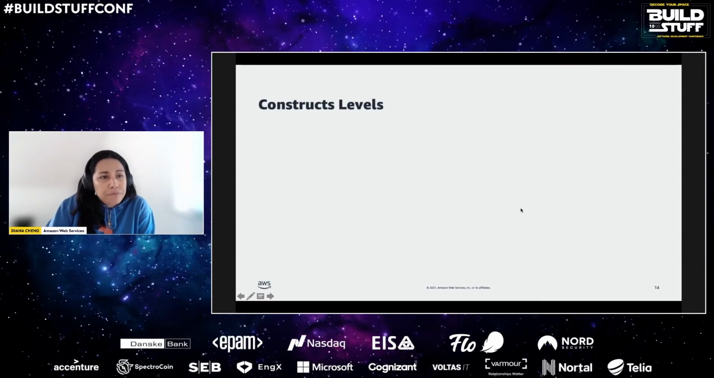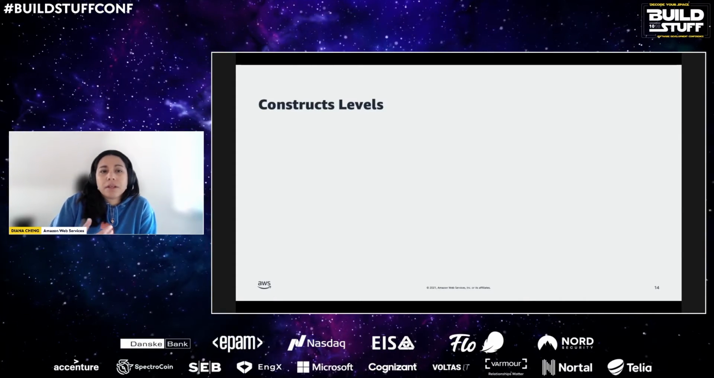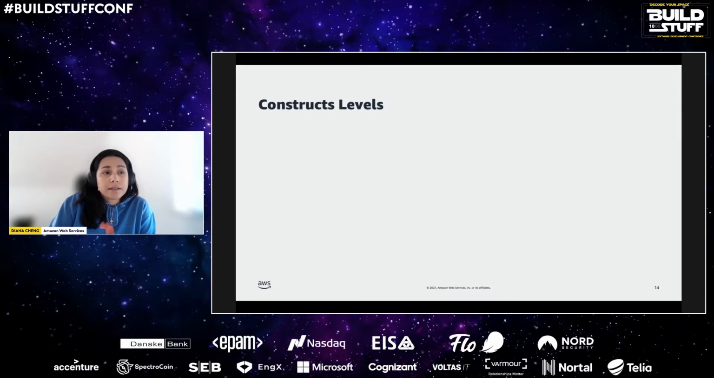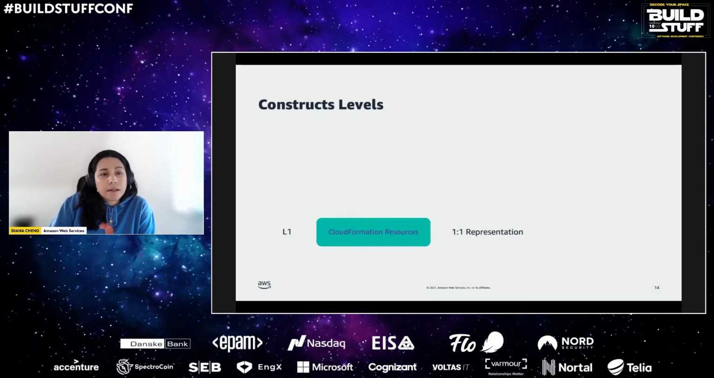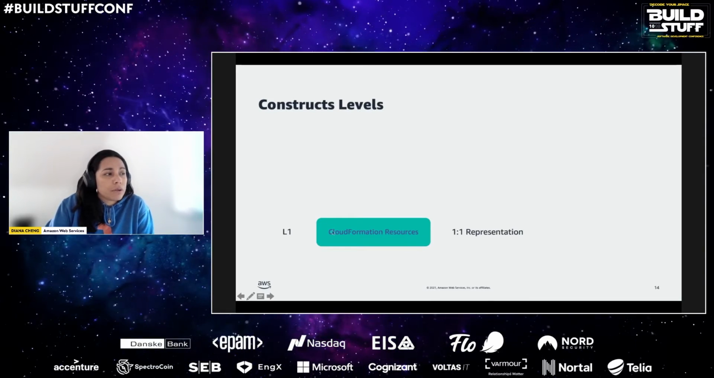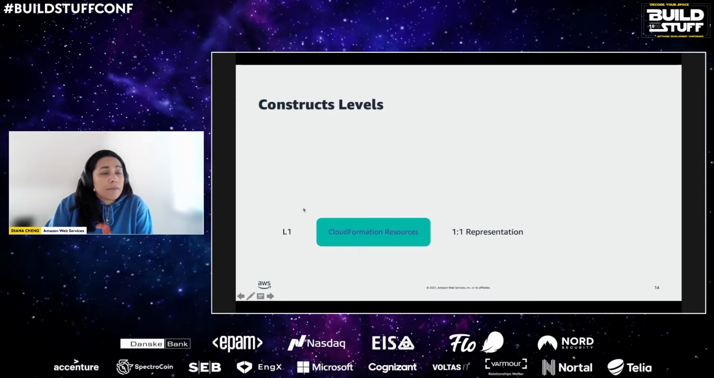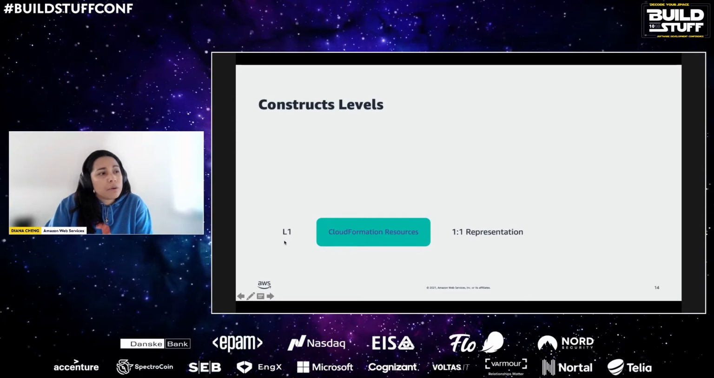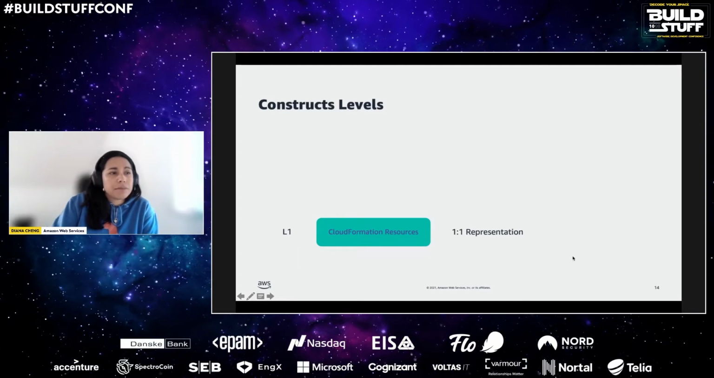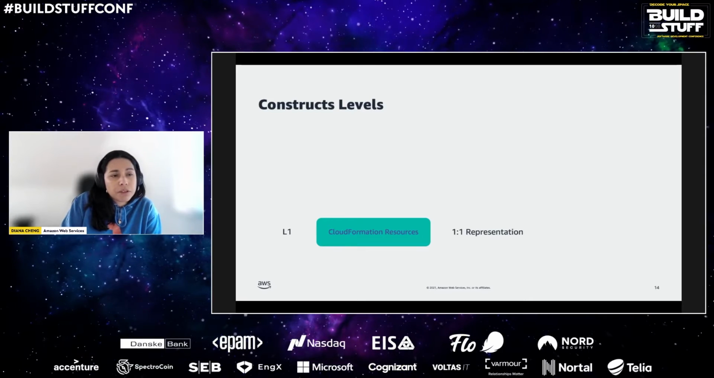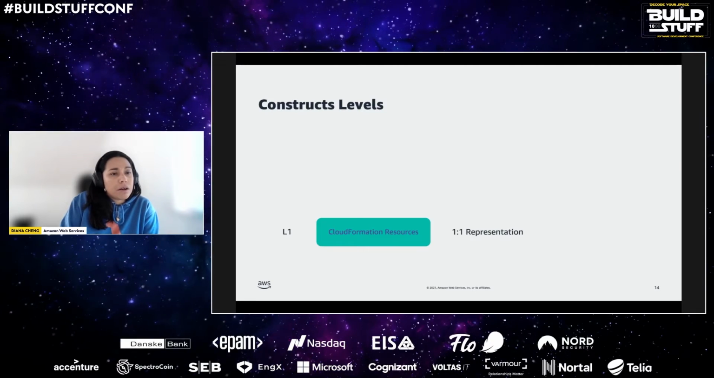Constructs have different levels of sophistication, different levels of how much they're going to do for us under the hood. And the easiest and simplest type of construct is the level 1 construct, which is really a one-to-one representation of a CloudFormation resource. So if we define a level 1 construct in our CDK application, in our code, this will transform to one resource in CloudFormation. So it's not very different from working with CloudFormation resources. And this is the simplest level of construct that we have.